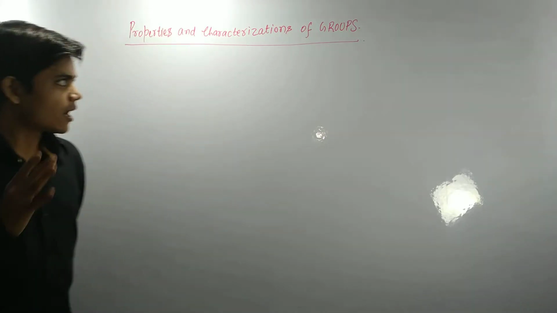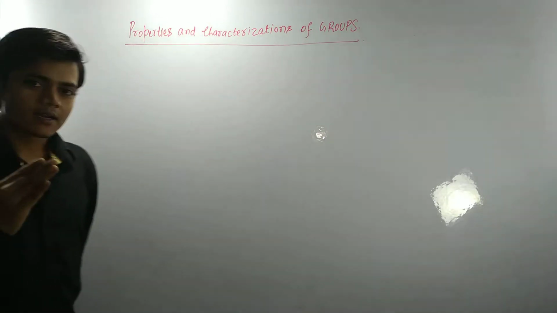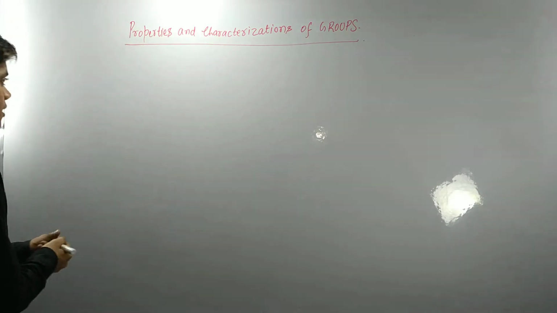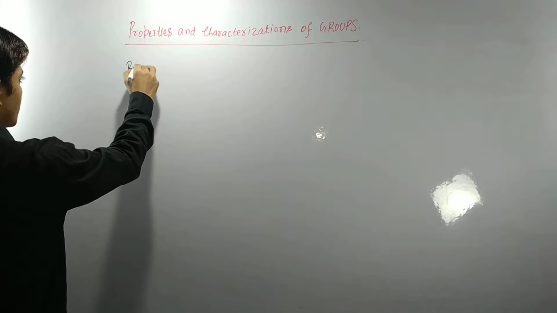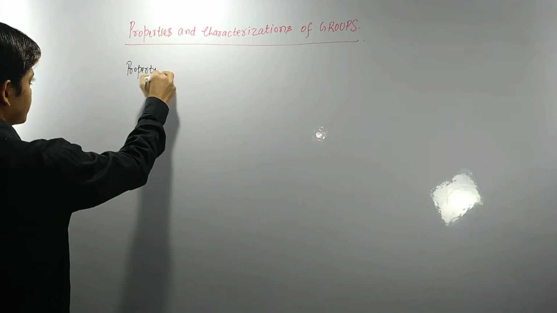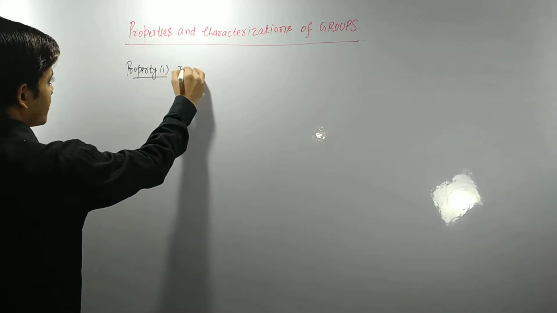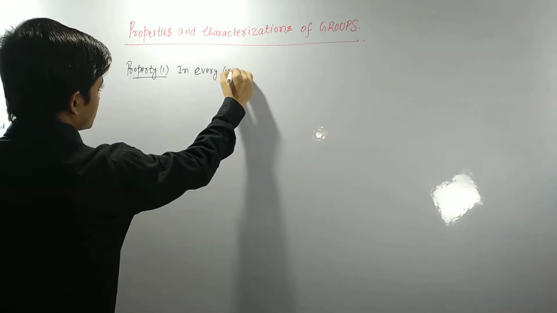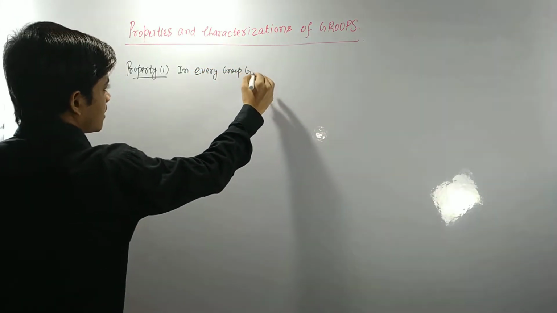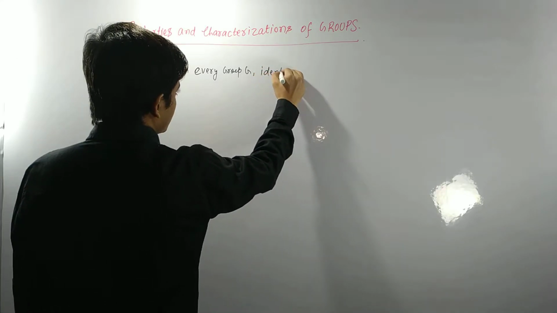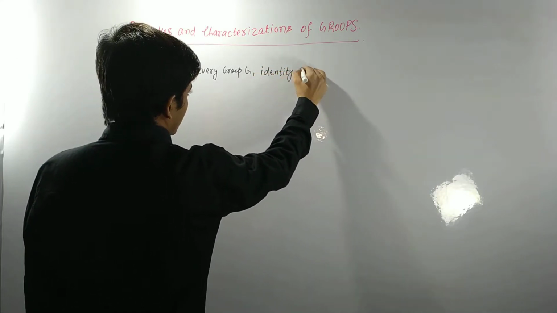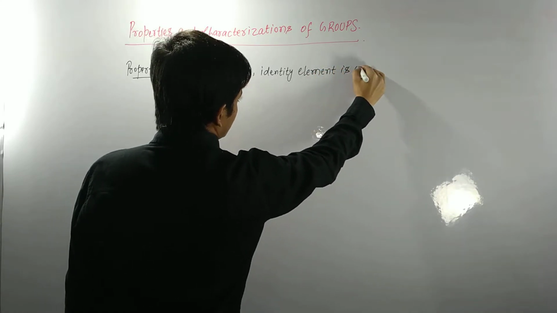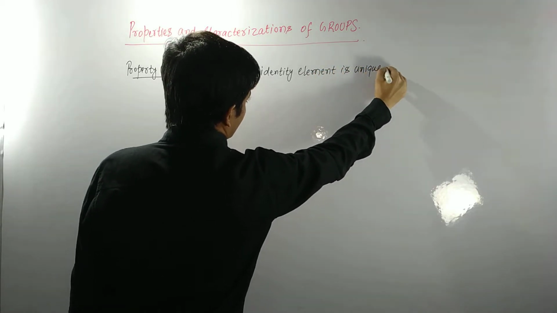Okay, so now here we are interested to prove the property 1, that in every group G, the identity element is unique. All right.